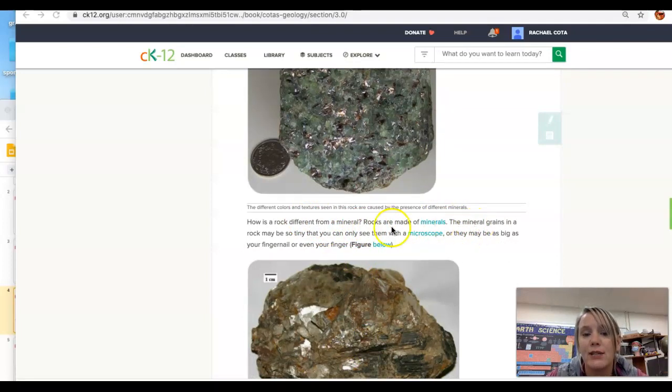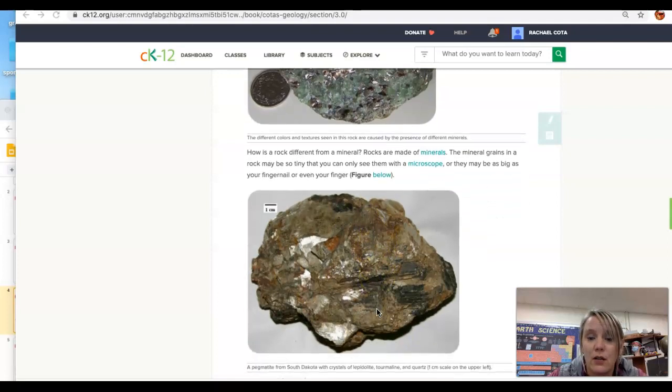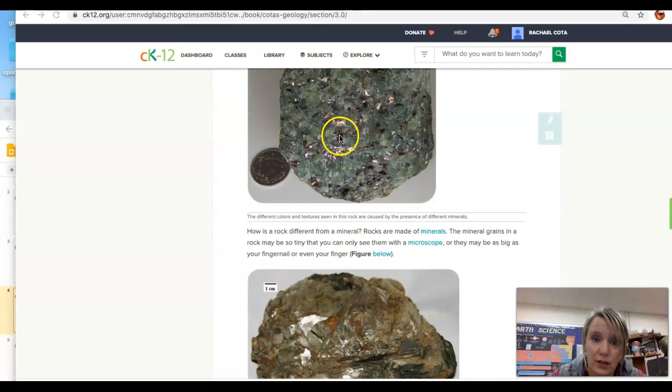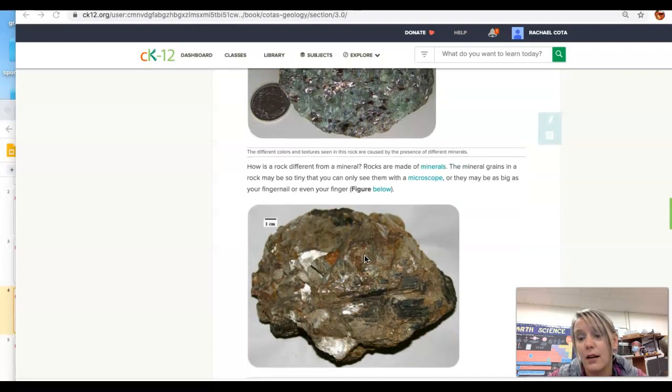The mineral grains in a rock may be so tiny that you can only see them with a microscope, or they might be as big as your fingernail or even your finger. So sometimes you can see each of these individual grains and each of these individual minerals really, really easily. And sometimes it just looks like a solid color, and those different mineral grains are not as apparent. And that all depends on how it was formed.